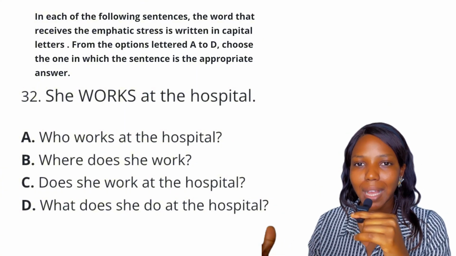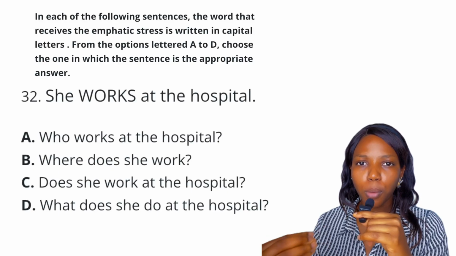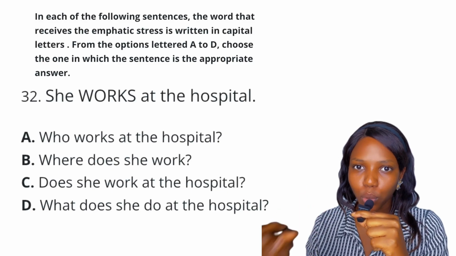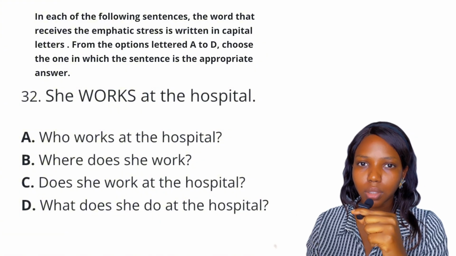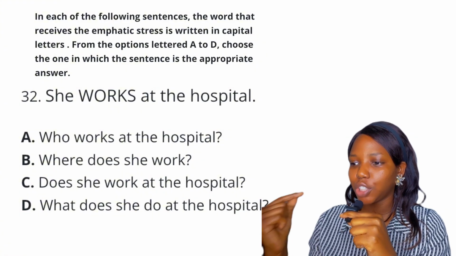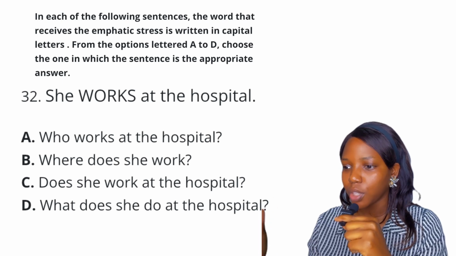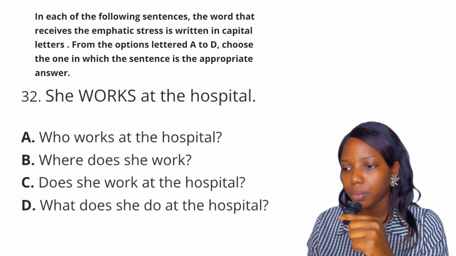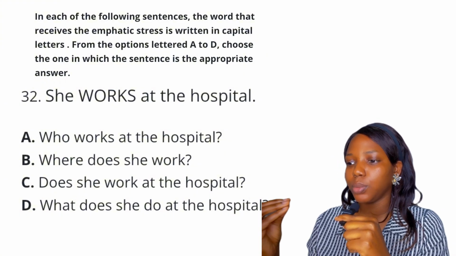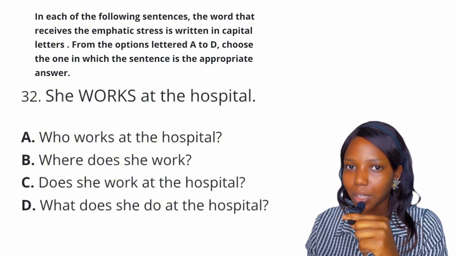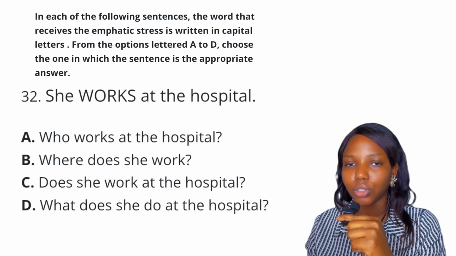The word in caps is works. So your option must not contain work in any form: work, works, or worked. We don't want to see it basically. Option A, she works at the hospital. No. B, where does she work? It contains work. Option C, does she work at the hospital? We can see work. We are left with option D. This is the answer to the question.